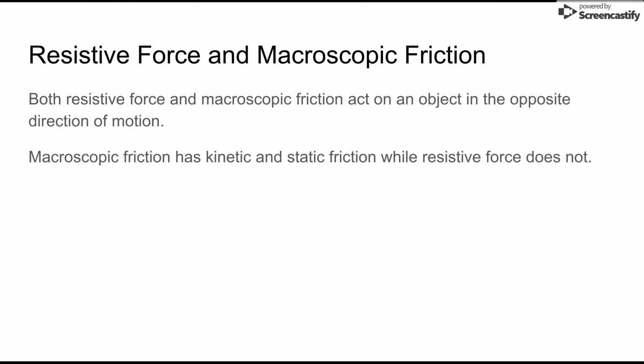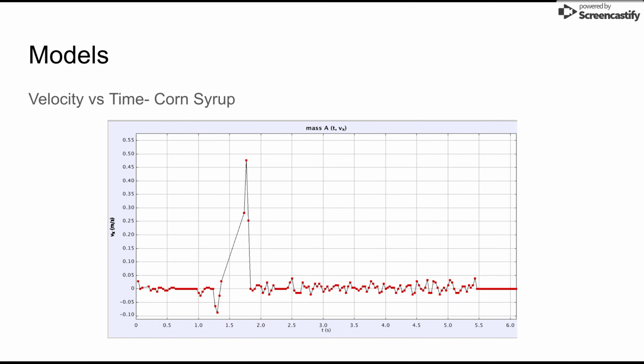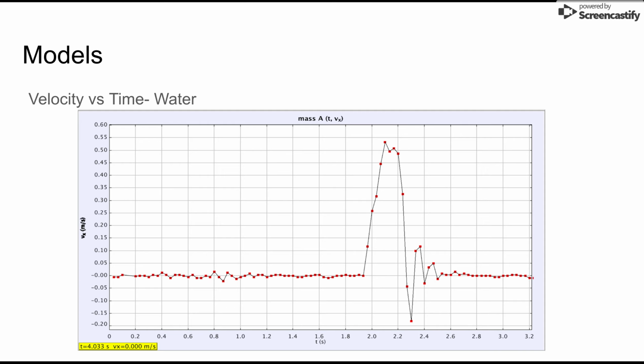Resistive force and macroscopic friction. Both resistive force and macroscopic friction act on an object in the opposite direction of motion. Macroscopic friction has kinetic and static friction, while resistive force does not. This is a model of our velocity versus time graph while the ball was dropped through the air. This is our model for velocity versus time when the ball was dropped through corn syrup. And this is our model for the velocity versus time when the ball was dropped into water.